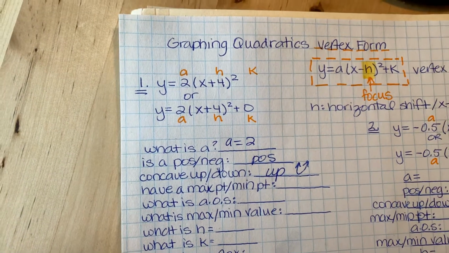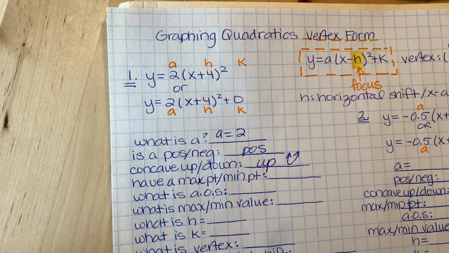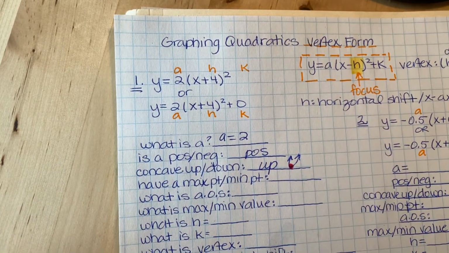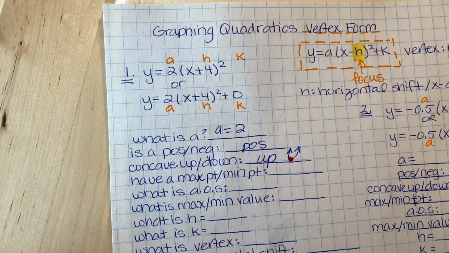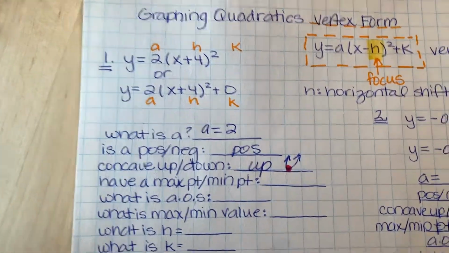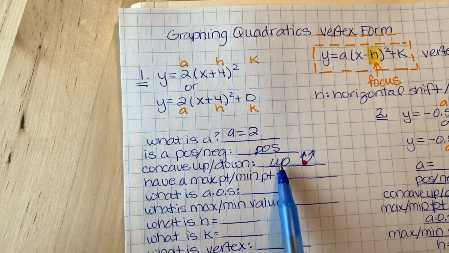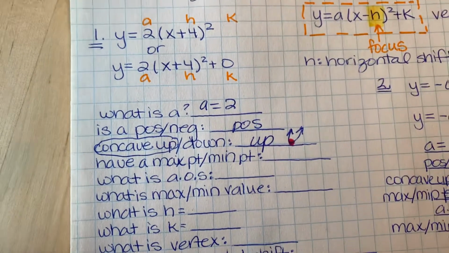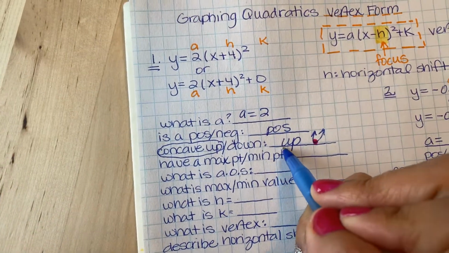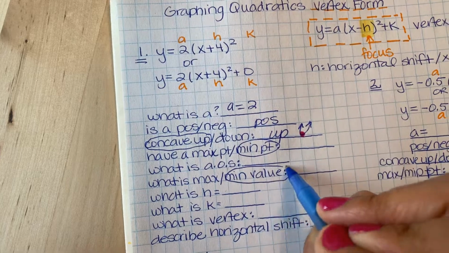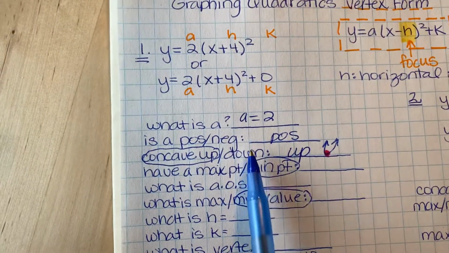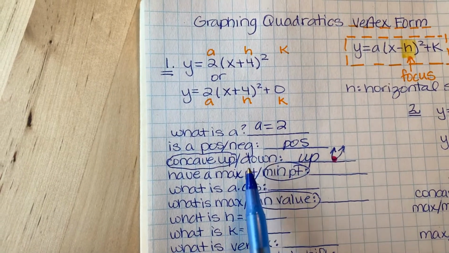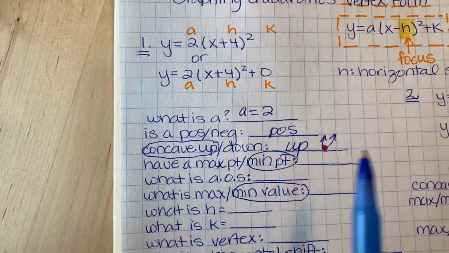Does it have a maximum or minimum point? Remember, we'll grab pink just so you could see it. Remember that the vertex is that turning point. It's going to be way down at the bottom of all the other points on the parabola. And so whenever you have a concave up parabola, you always have a minimum point, which is always a minimum value. If you had concave down, which you'll see in the example on the next video, down goes with max, okay?